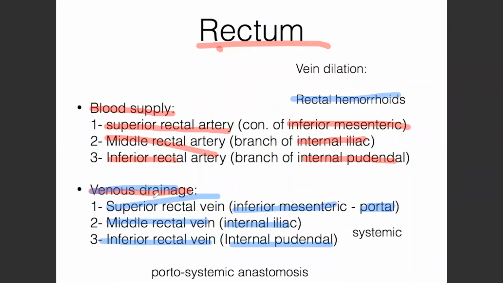So again, to go through this really quickly, the venous drainage of the rectum is by three veins: a superior rectal vein, which is part of the inferior mesenteric vein, so it eventually drains into the portal vein, and the middle rectal vein and inferior rectal vein, which drain into the internal iliac or internal pudendal, which makes them systemic veins. So the rectum is an area of portosystemic anastomosis, and it will result in vein dilation in cases of portal hypertension, which then gives us rectal hemorrhoids.